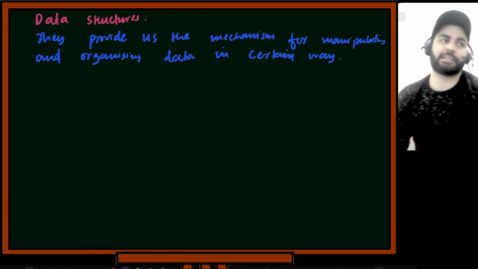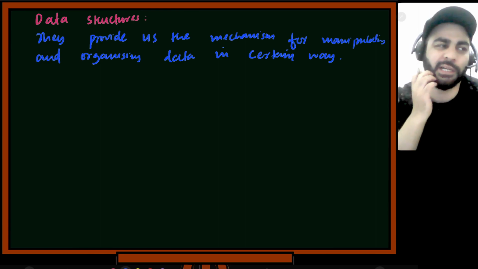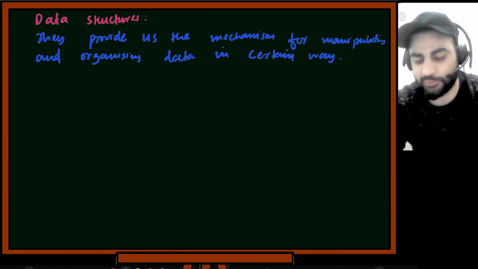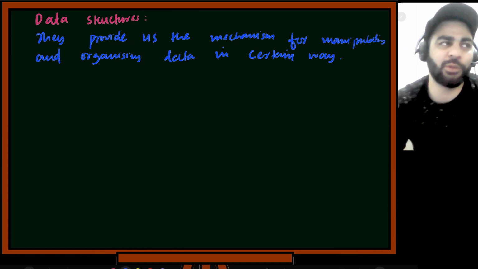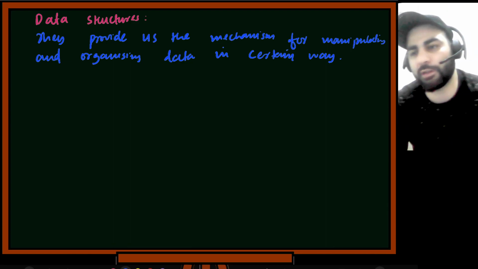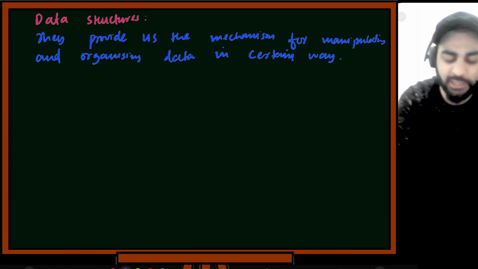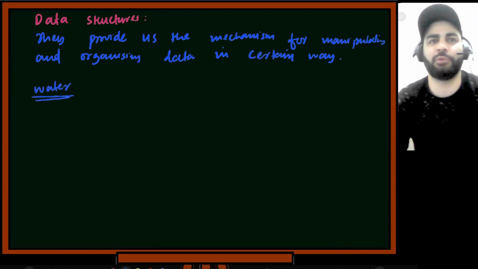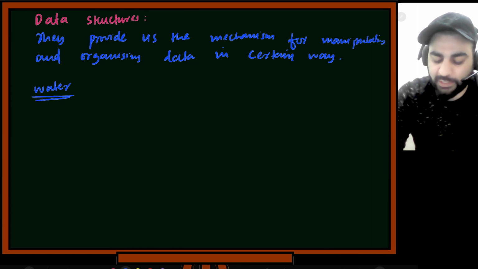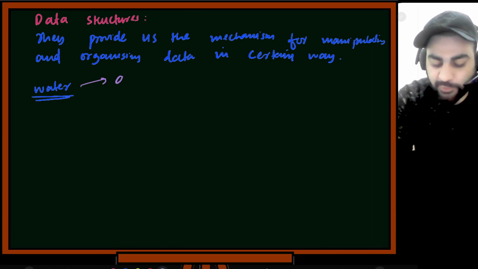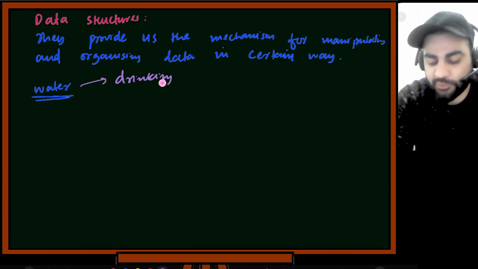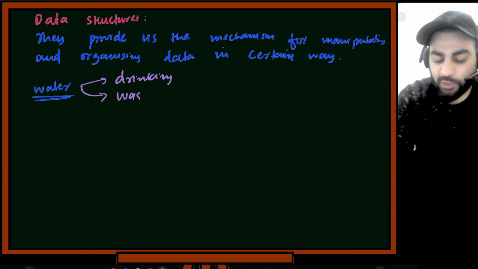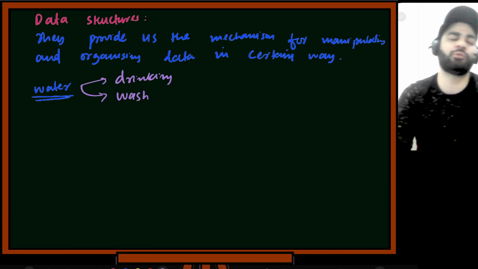Let me give a physical example now. Let's suppose you are in your house right now and you have to drink water. You will pick up the jug, and maybe you'll drink water with a glass. Let's consider water as data. You need water, and you need to do something with it, because water can be used in different ways. You can use it for drinking, which let's suppose is one of the operations. You can also use it to wash. Let's take these two instances.